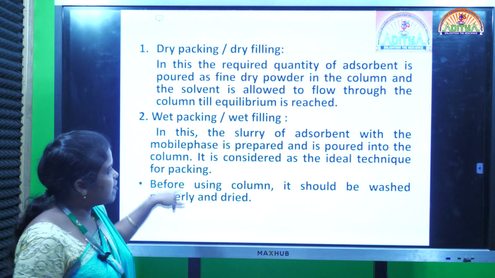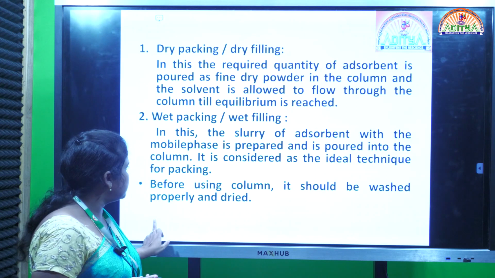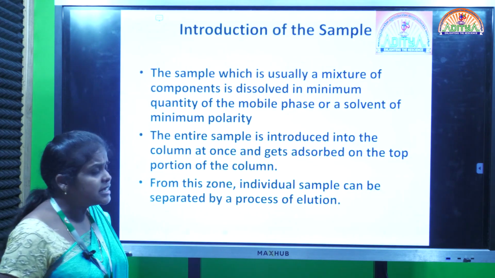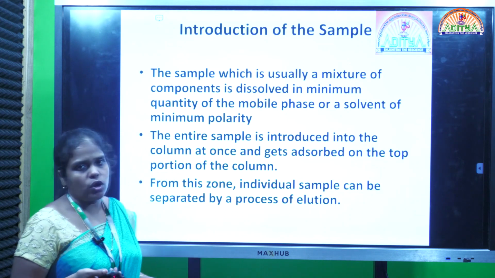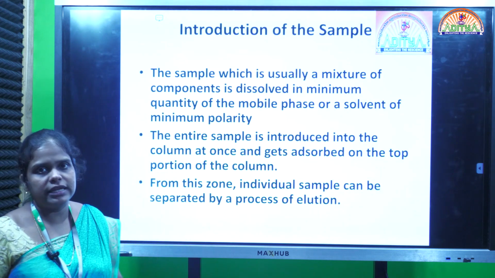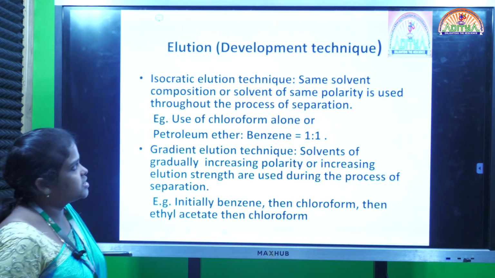So this is the dry filling. That means we fill the stationary phase in the dry form, whereas in wet filling we mix the stationary phase with the solvent or mobile phase before keeping it in the column, and then we fill it in the column. And among these two, wet filling is the more efficient one.